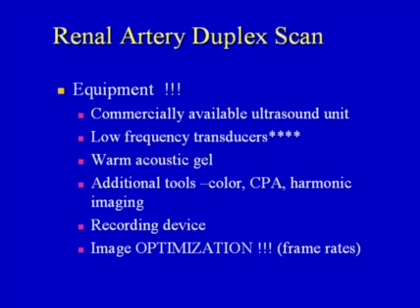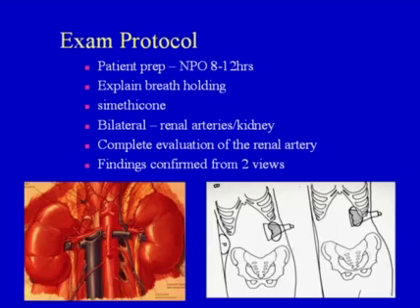You cannot do this with smaller units. You need to have a lot of power. You're going to look at small vessels at very deep depths, so you need low-frequency transducers, warm acoustic gel. Additional tools: use everything that you have. It includes color Doppler, color power angio, harmonic imaging. You will need to optimize the image in order to be able to identify these small renal arteries. Recording device, and it's always critical to optimize your image so that you maintain frame rates.